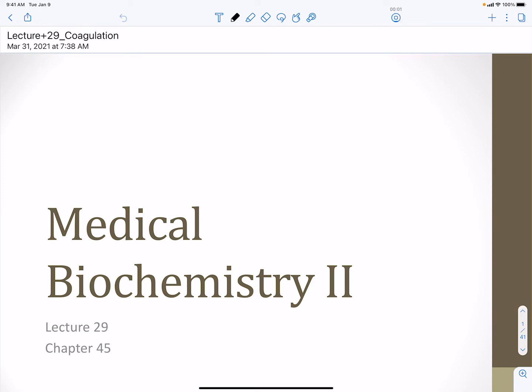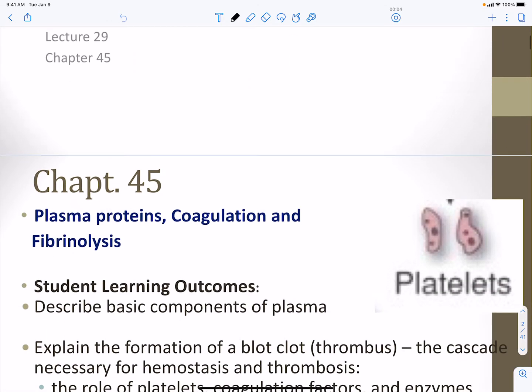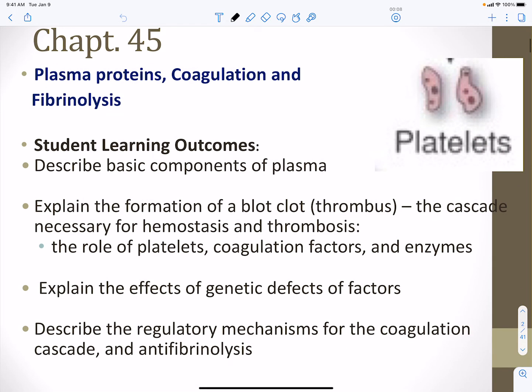Okay, so now we're going to talk about blood clotting, and we are going to discuss different types of factors involved in coagulation, how they are activated, how they form a clot, and importantly, how they are regulated, because you don't want them to be over clotting, of course, and you don't want under clotting, of course. Okay, so basically this is going to center around platelets. So our platelets are going to be very important in blood clotting.